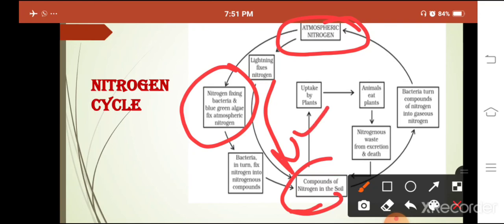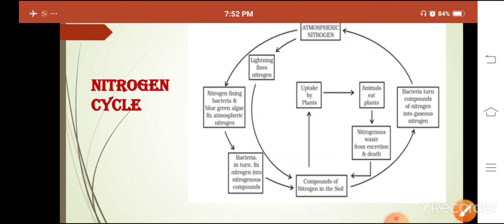After that, the animals feeding on plants get these proteins and other nitrogen compounds, and when the plants and animals die, the bacteria and fungi present in the soil convert the nitrogenous waste into nitrogenous compounds, which are again utilized by the plant. Then there are certain bacteria which convert some part of them to nitrogen gas, which again enters the atmosphere. So this is the complete nitrogen cycle.